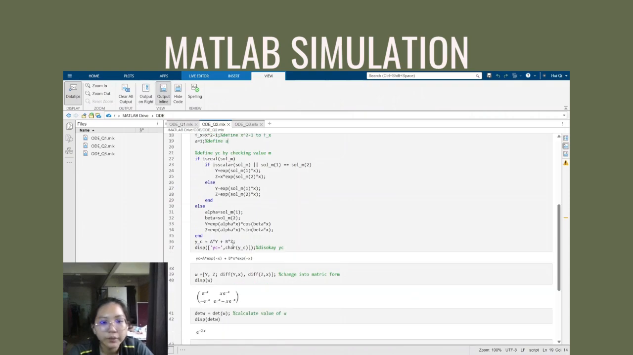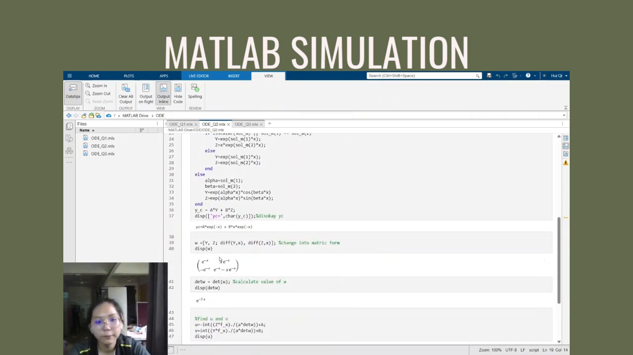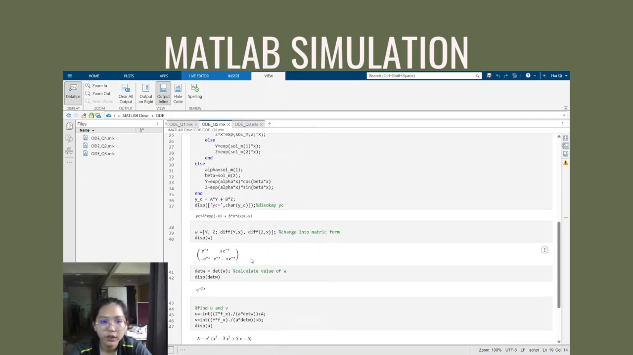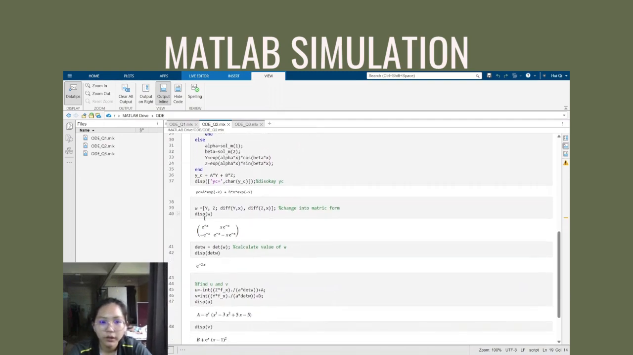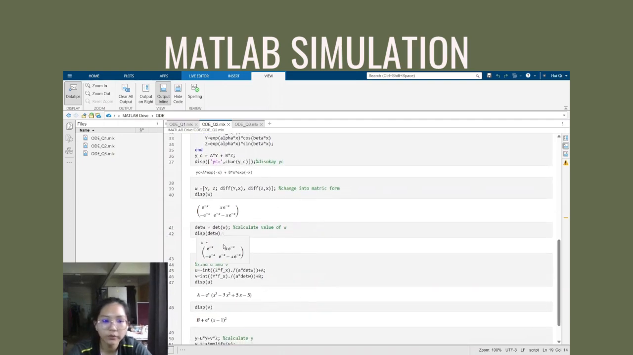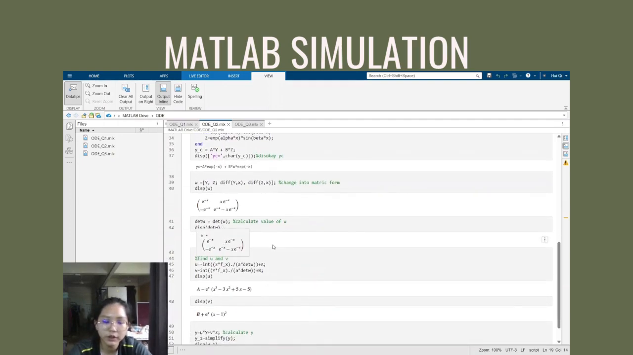Now we need to change into matrix form, where y, z, and the second row will become the first derivative of each solution. And this is for our checking, and we calculate the value of the matrix form, and here is the value.